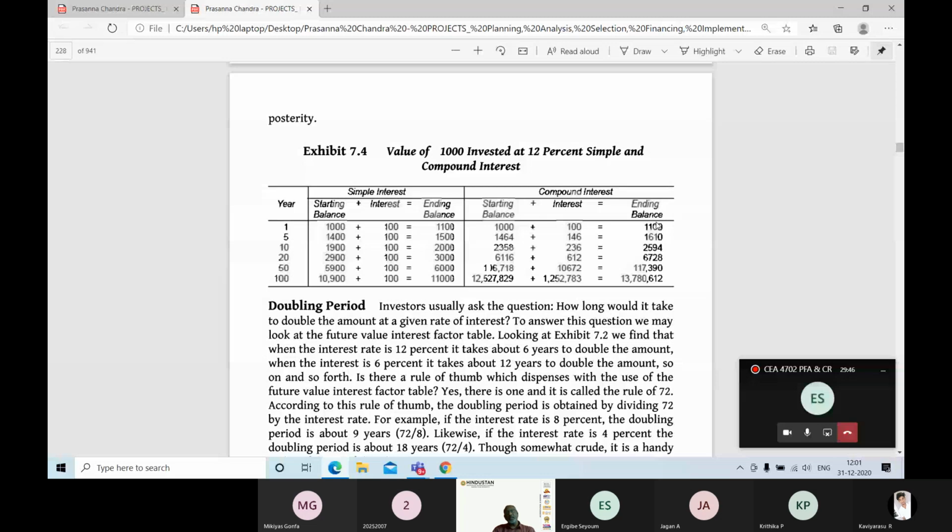For compound interest, the starting balance and ending balance: the first year 1,000, then after 5 years 1,464, and 1,464 plus the interest of 146 comes to about 10. Then you calculate for the following years. What is the value at 10 years? 2,594. At 20 years, it comes to 6,728. But here at 100 years you have that 11,000. And what is it at 50 years? What is the value?